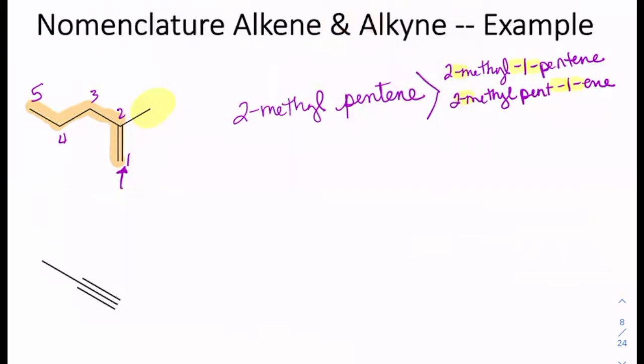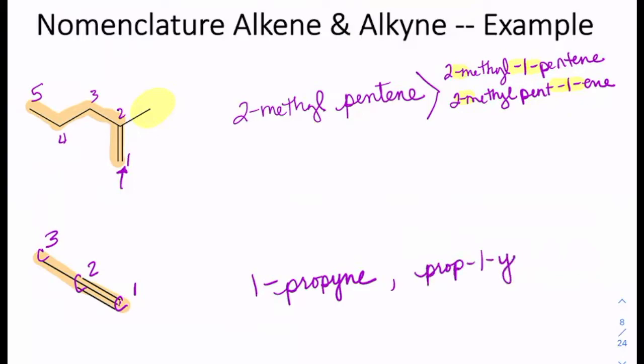Our longest carbon chain here is 3. Remember, we have a carbon here, a carbon here and a carbon here. So that's 3. That's going to be prop. And because this is a triple bond, it's going to be propyne. And we have to look and decide where our triple bond starts. We're going to number it 1, 2, 3, because that will start the triple bond at position 1. So this is going to be 1-propyne, or we can write it as prop-1-yne. And again, either one of those is acceptable.